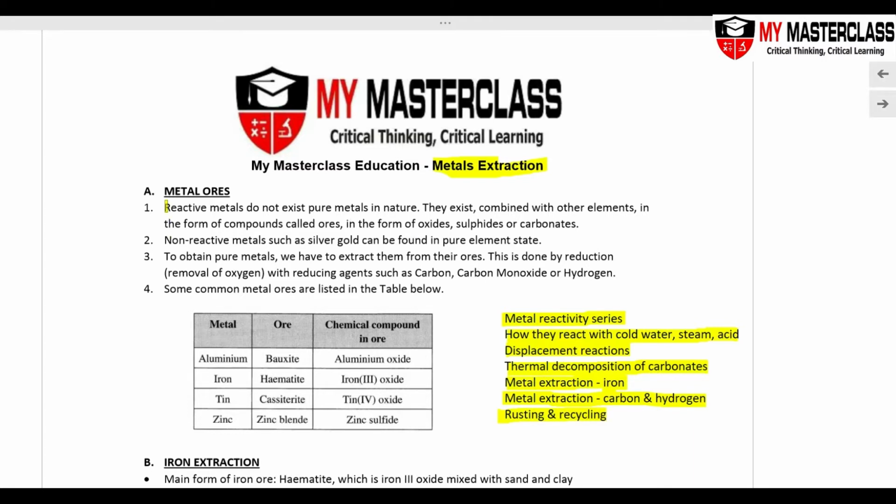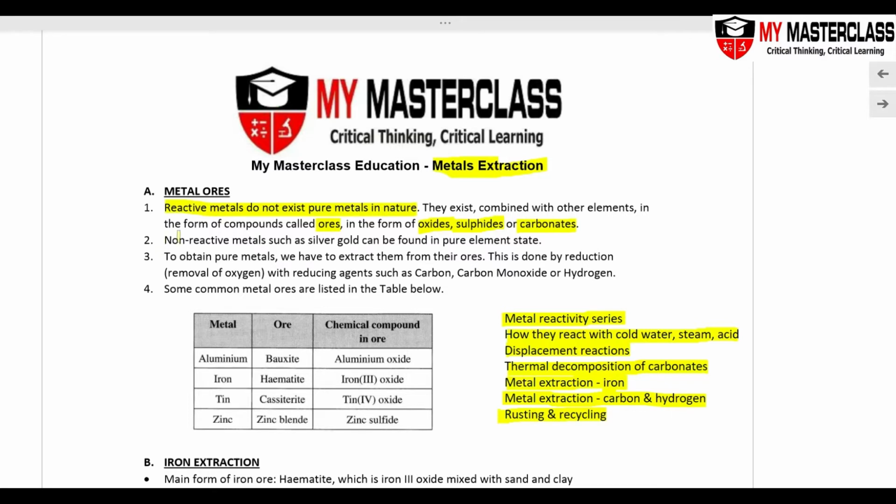So reactive metals do not exist as pure metals in nature. Because they are reactive, they will react with elements found in the environment, such as oxygen to form the oxides, sulfur to form the sulfides, and they will also react to form carbonates. So they do not exist as pure metals. The oxides, the sulfides, and the carbonates, we call them metal ore.